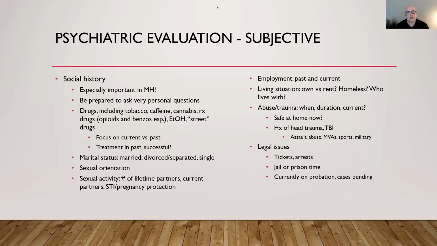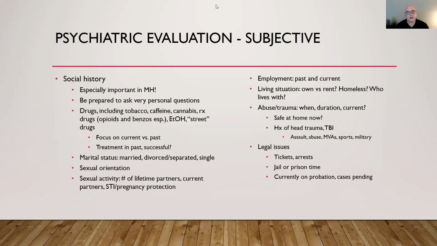Histories of abuse and trauma are huge. Did this occur in childhood or as an adult? Is this childhood neglect, physical abuse, sexual abuse, trauma related to military service, first responders, occupational trauma?